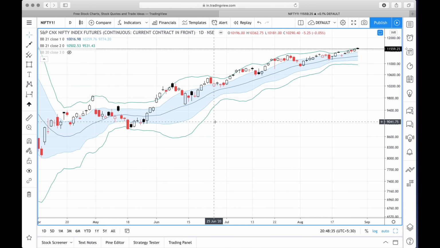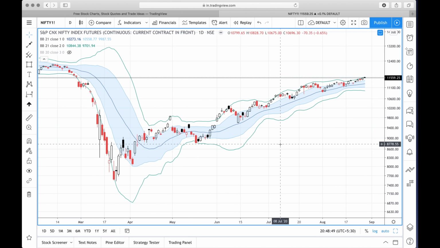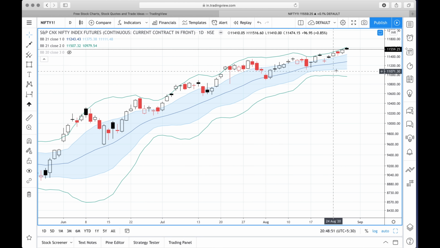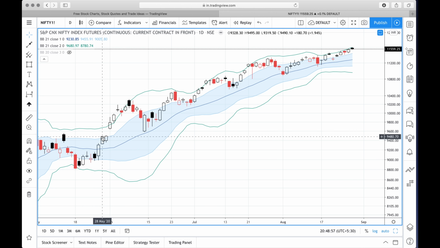So as long as prices are within the river, we are in a no trend situation. And once it starts to trend either on the upside or the downside, it will overflow beyond the river. That's where we have the banks. So from the current perspective, right now, we are in an uptrend. And we have been in an uptrend since 28th of May 2020.